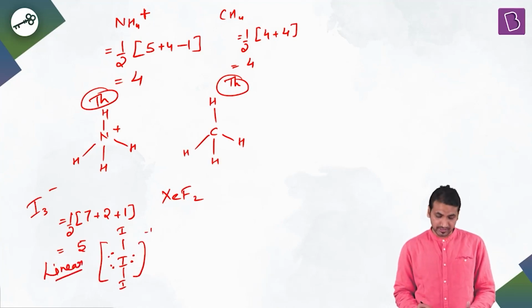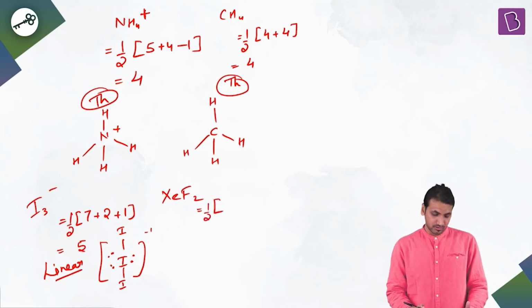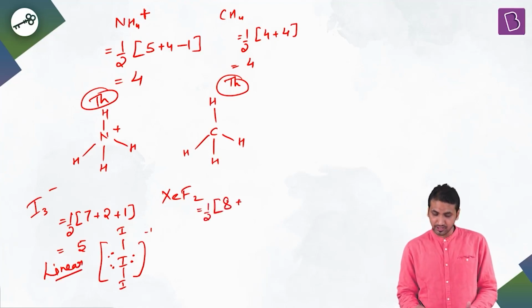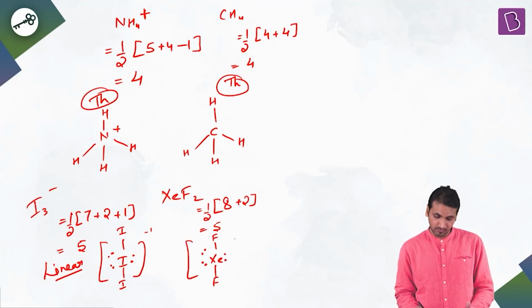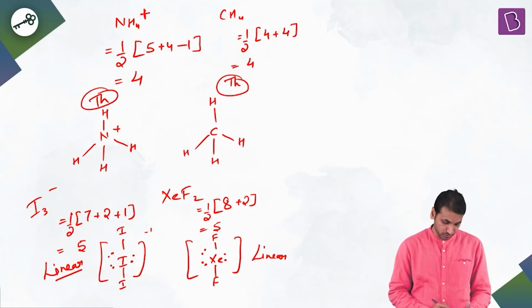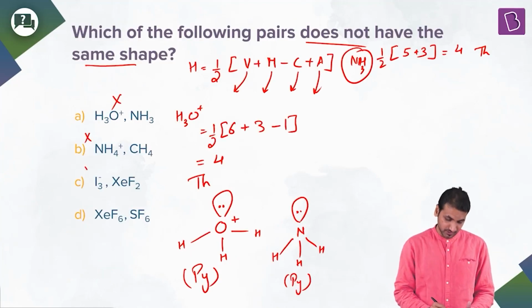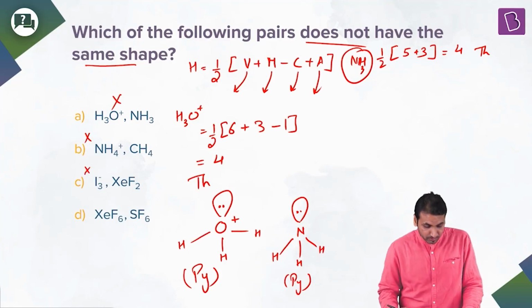Okay, let's look at XeF2: 1/2, xenon is 8, fluorine 2, 8 plus 2 is 10, divided by 2 is 5 again. Trigonal bipyramidal, and you have xenon, fluorine, fluorine, and 3 lone pairs. This is again linear. So it cannot be the answer. The last option left, obviously this is going to be the answer, but we have to check it.